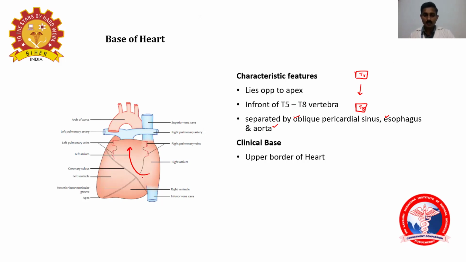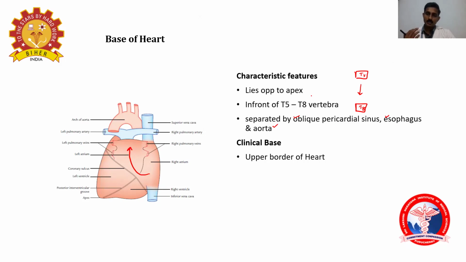So this sinus, which is an inverted J-shaped sinus in relation to the base, is called the oblique pericardial sinus. Now behind this oblique pericardial sinus, what are the two structures lying? That is the esophagus. Behind the esophagus, we have the aorta. Okay. Now, which part of the aorta will be lying here?